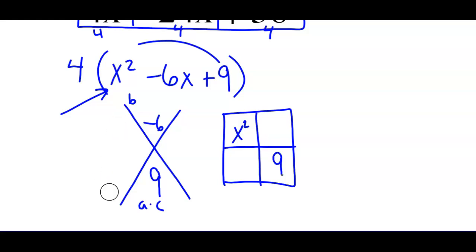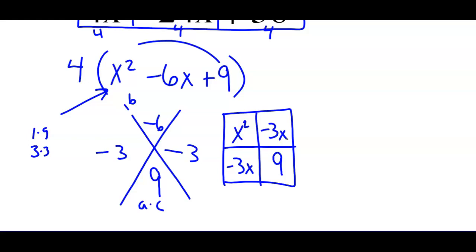If they are multiplying to a positive and adding to a negative, we know that they have the same sign. They're both going to be negative. Okay? So again, we've got 1 times 9, we've got 3 times 3. There we go. And -3 and -3 add to -6. Good. So now my negative 3x would go here, and my negative 3x would go here. Okay.